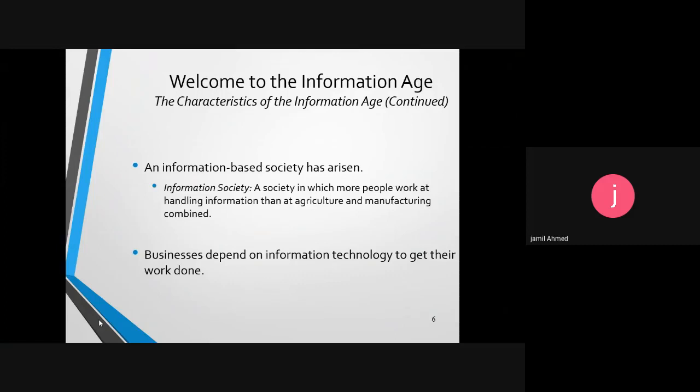Agriculture industry was also there, but it was combined with the help of information technology, which has given us lots of assistance to run the businesses. So businesses depend on information technology to get their work done, and information technology has boosted up the process, and we are able to take the information technology's work in that scenario.